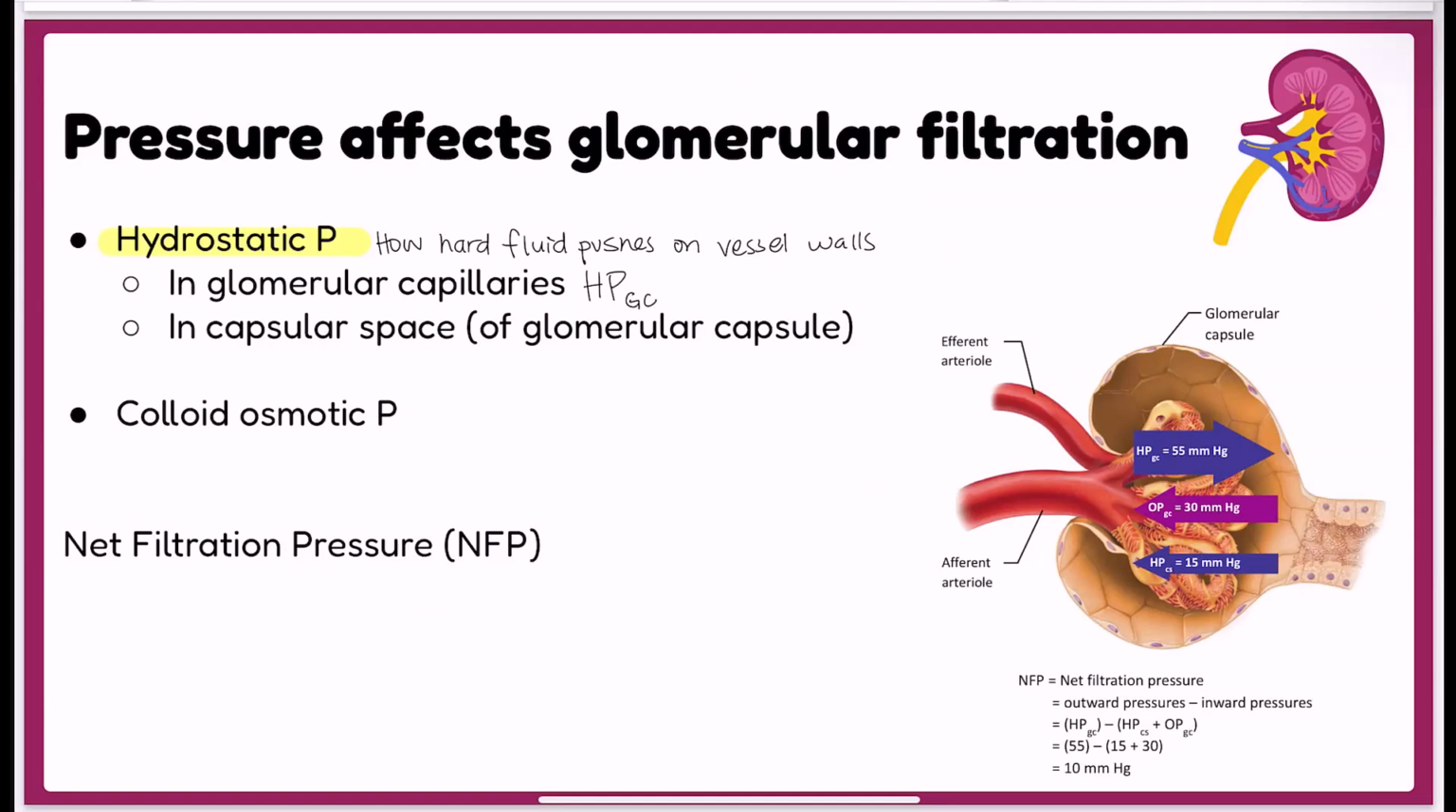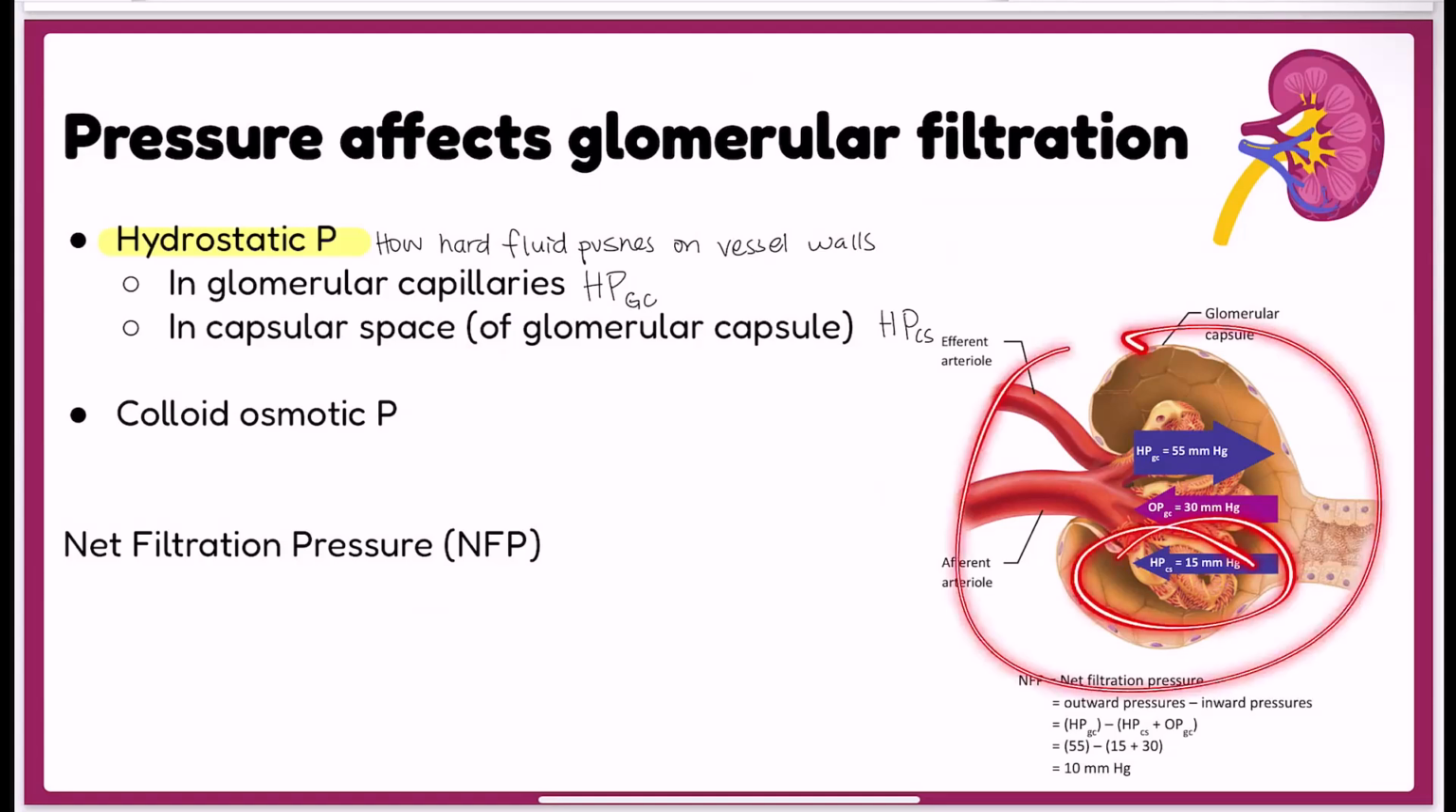But we also have hydrostatic pressure in the reverse. We have, in the glomerular capsule, how hard is that fluid pushing on the walls of the glomerulus? And that's called the hydrostatic pressure of the capsular space. This is abbreviated in our image here as HPCS. So that's this one here. I'll zoom in on this in just a sec.